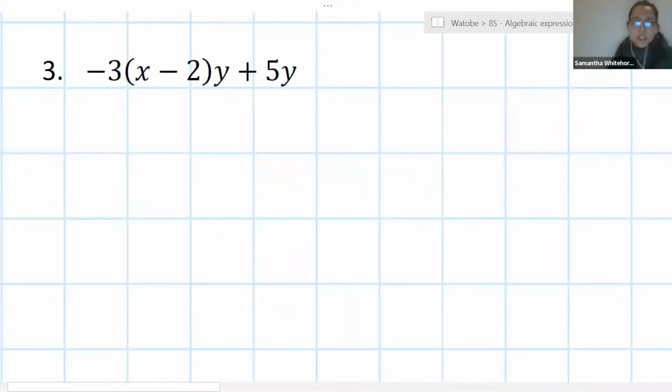All right, question 3. Now we need to be careful here because we've got a little bit going on. So we've got negative 3 times x minus 2 times y plus 5y. So my first question I'm going to ask you guys is, if we look at the whole expression, how many terms do I have here? You can pop it in the chat or you can raise your hand. How many terms am I working with in my expression?